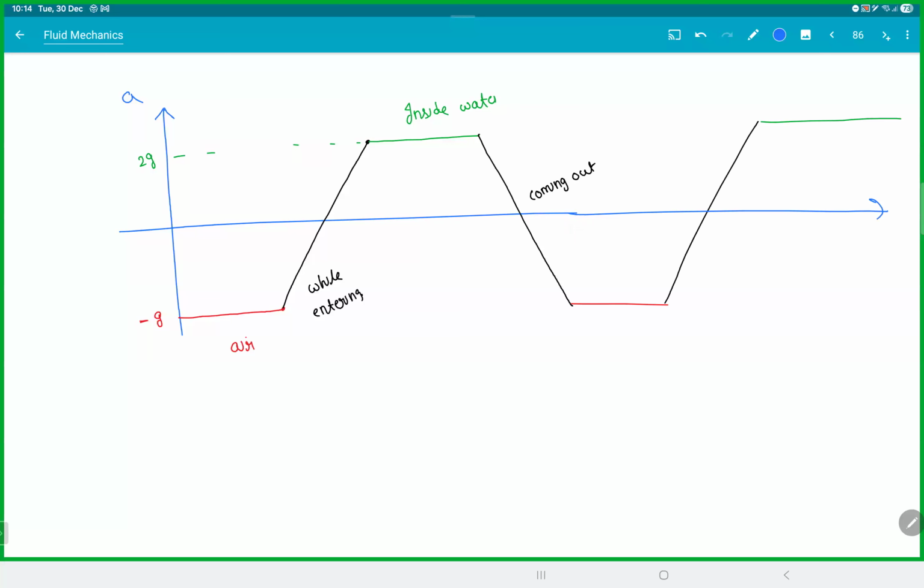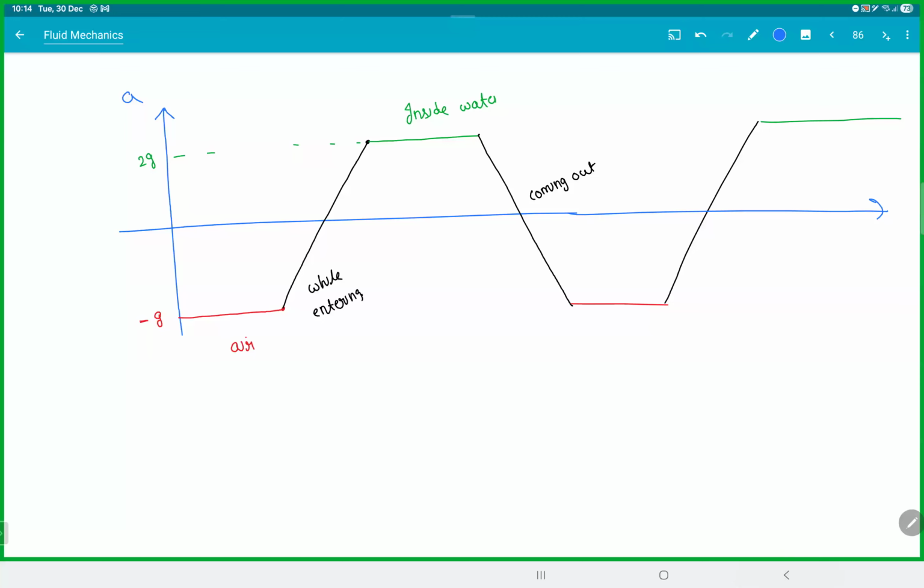Clear with this, everyone? So while entering and while leaving, the acceleration would be a linear function. Any doubts on this? Yeah. All clear with this?